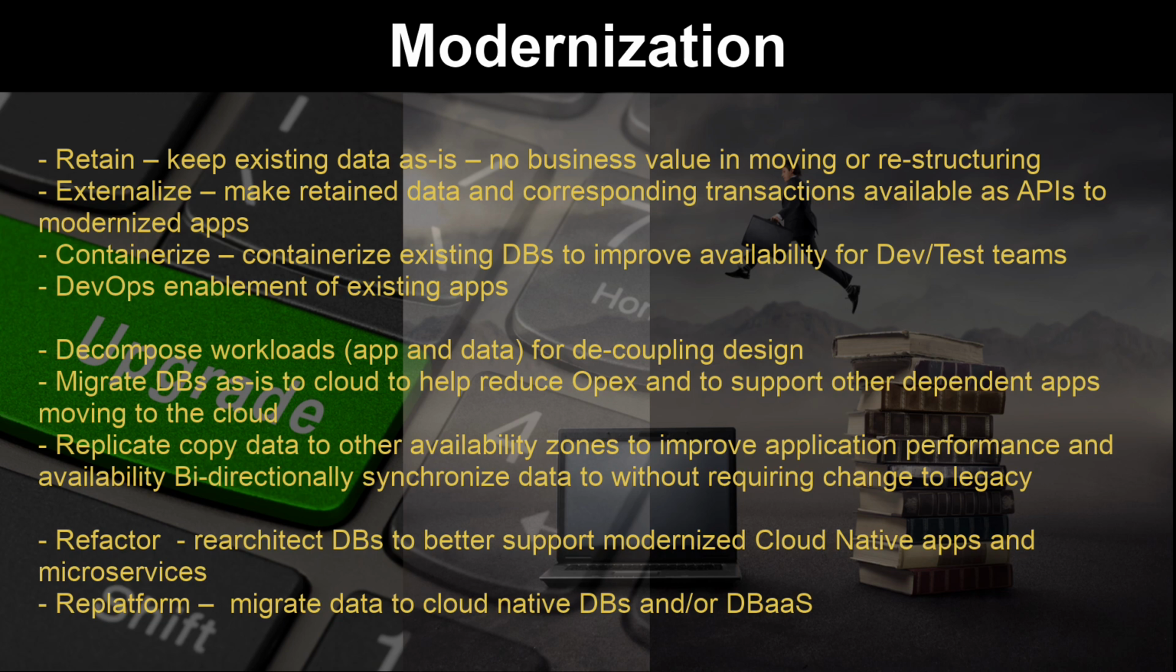You can do what we call decouple to modernize, which is basically decomposing workloads, application and data. You can migrate the existing DBs to reduce OpEx. We can replicate the copy to another availability zone. We can make this availability zone synchronized in two directions. You can also refactor and replatform.